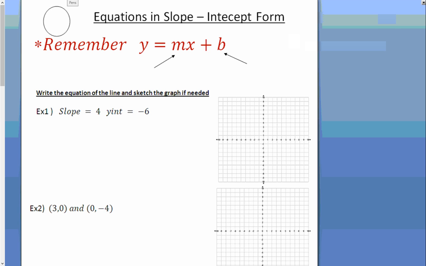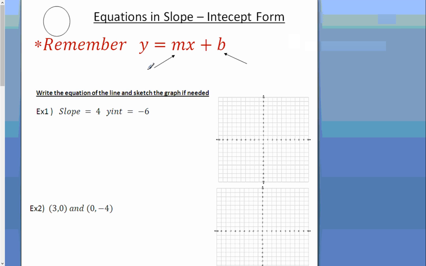Okay, in this lesson, we're going to do the exact opposite of the last lesson that I recorded. Remember in the last lesson, I gave you the equation and I asked you to graph it. Now, this time, we're going to do the exact opposite. I'm going to give you the information and I'm going to ask you what the equation is. So remember, y equals mx plus b.